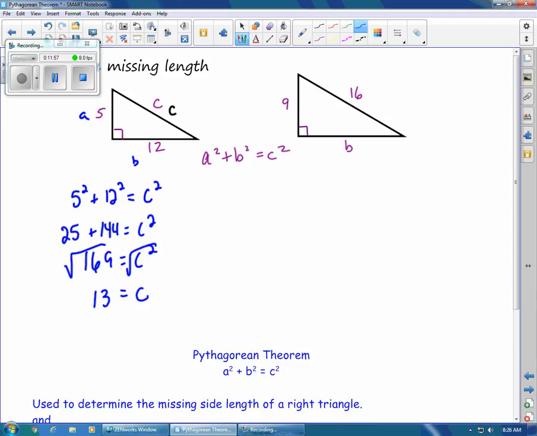I should have recognized that because this is something called a Pythagorean triple. When the C side is a whole number, that's called a Pythagorean triple. So this would be a 5, 12, 13 Pythagorean triple. We'll talk about that more in class.